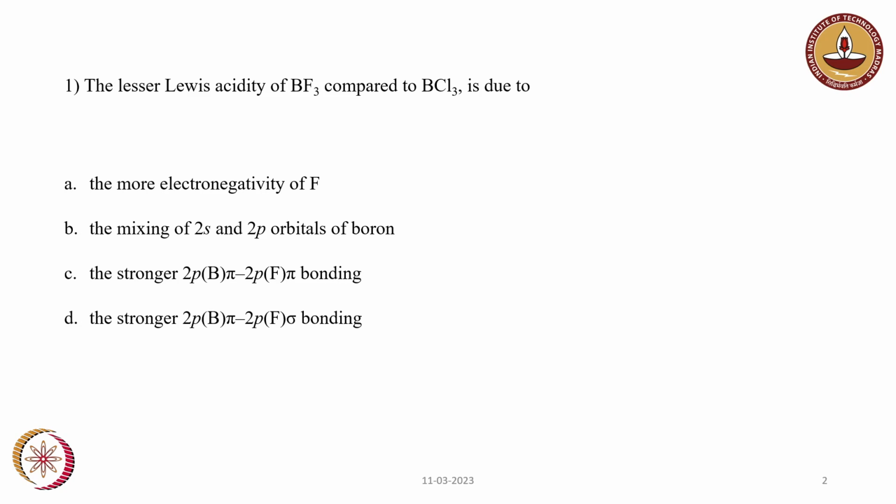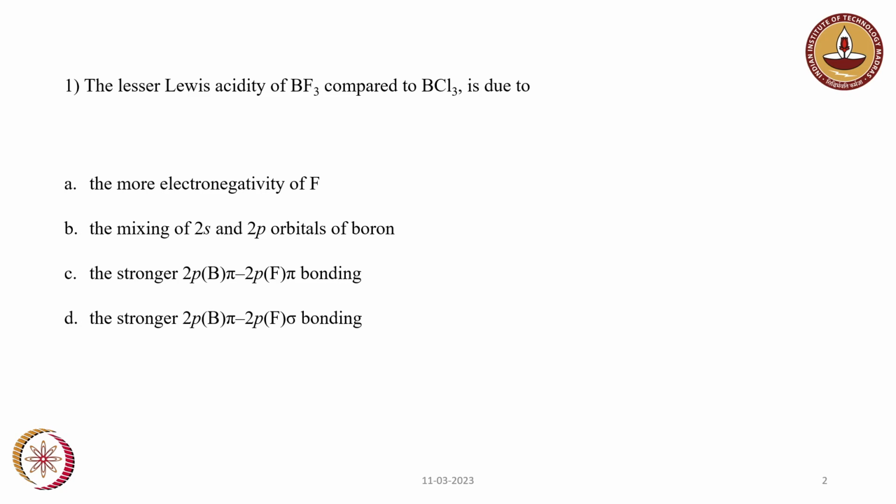So the first question is: the lesser Lewis acidity of BF3 compared to BCl3 is due to. Option A is the more electronegativity of fluorine. B is the mixing of 2s and 2p orbitals of boron. C is the stronger 2p b pi and 2p f pi bonding. And D is the stronger 2p b pi and 2p f sigma bonding.